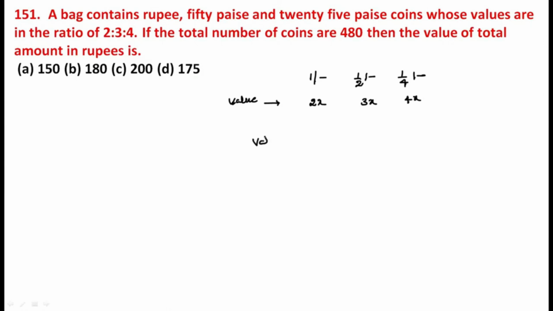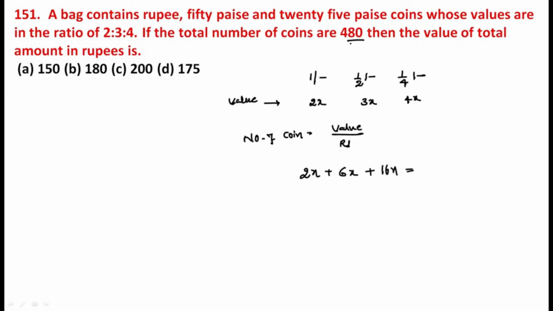Now, if you want the number of coins, the number of coins depends on value divided by the rupee value. So see, the total value of 1 rupee is exactly equal to 2x. Of 1/2 rupee is equal to 3x, the number of coins is 6x. And 1 by 4th is equal to 4x, the number of coins is 16x.